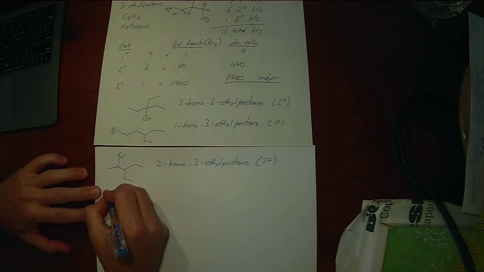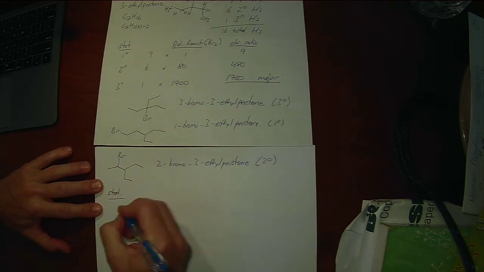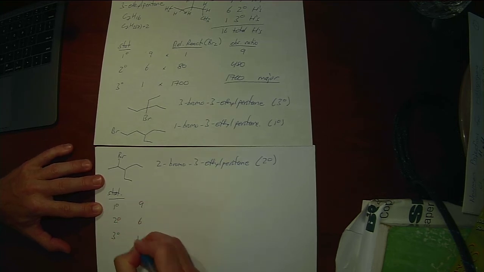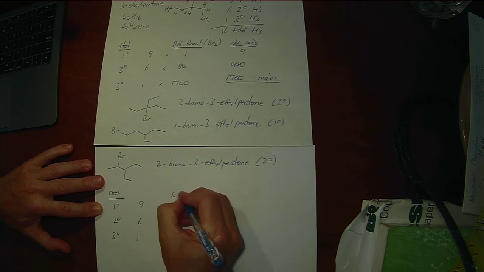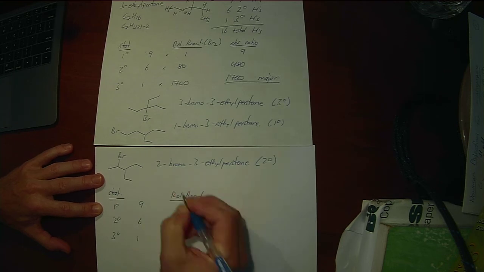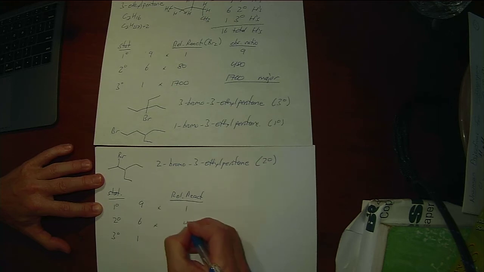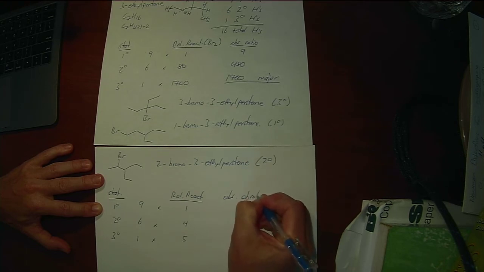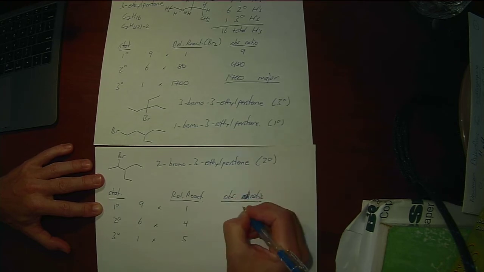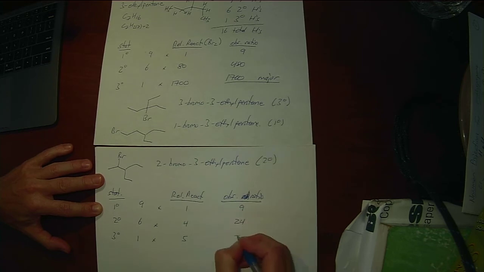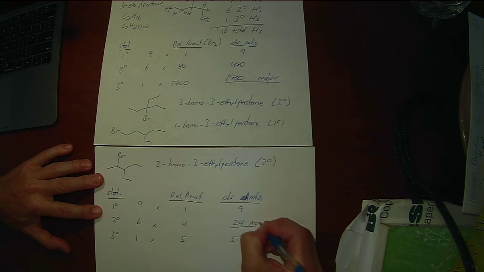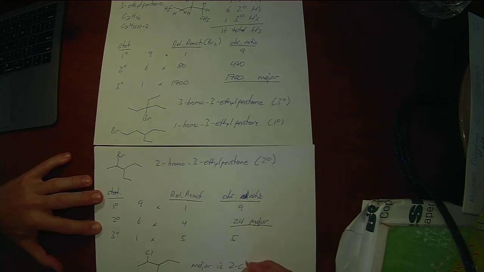So then if we want to do the same thing for the chlorination, right, we still have the same statistical likelihood of 9 to 6 to 1 of the types of hydrogen, but now the relative reactivities, instead of being 1 to 80 to 1700, are 1 to 4 to 5. So we expect our observed ratio to be 9 to 24 to 5. And we've got a different major product, right? The major product is now the 2-chloro 3-ethyl pentane.